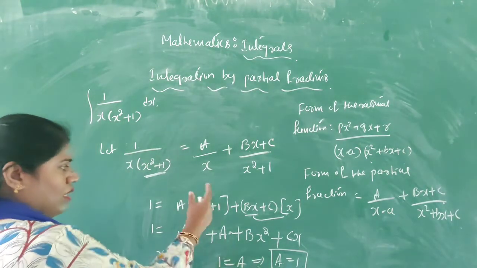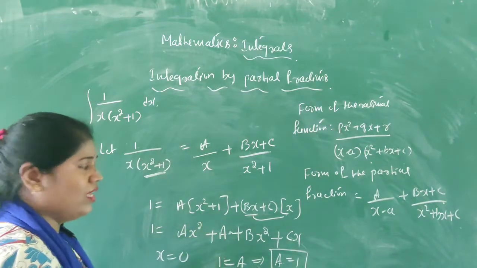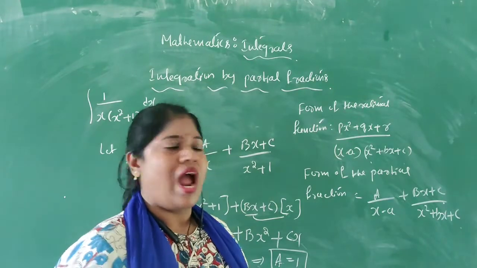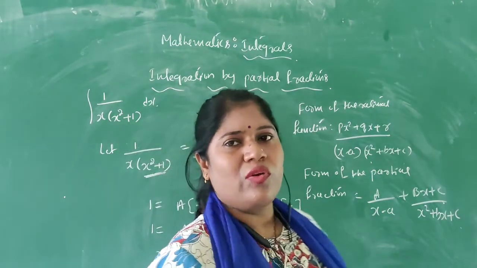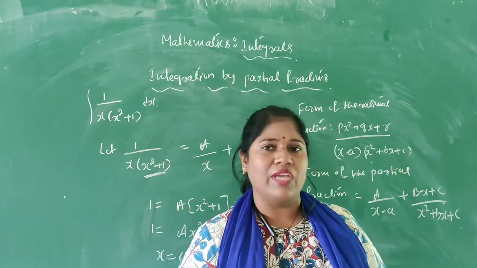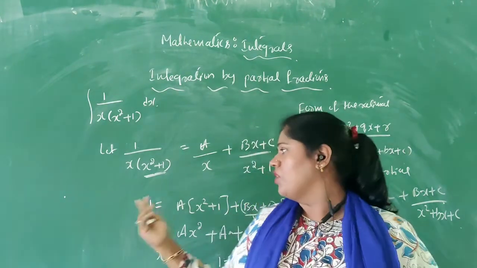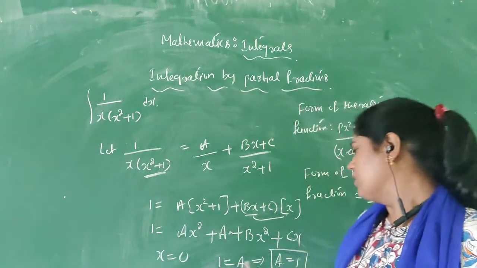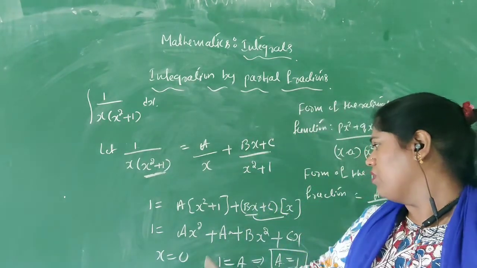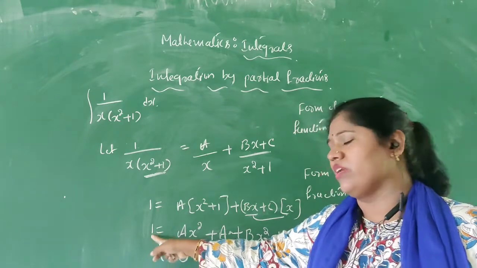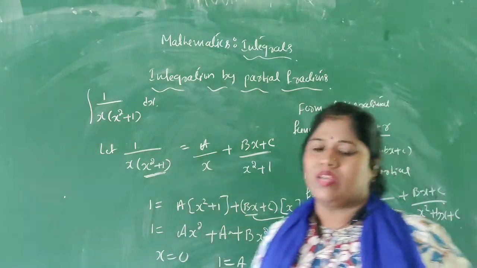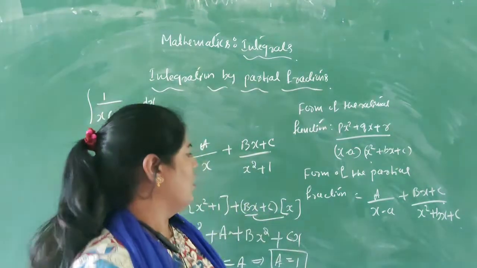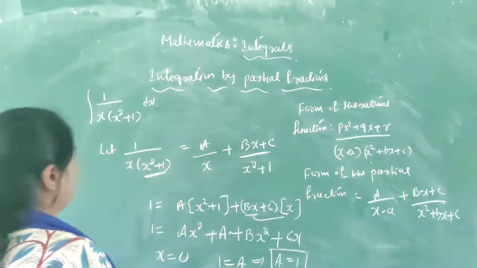So to get the value of B and C, we need to equate the coefficient of x square and x, okay? Otherwise, you can do it for the coefficient of x square, x and the constant terms also. If we equate the coefficient of the constant term, we will get A is equals to 1, because the constant here is 1. Otherwise, you can substitute x is equals to 0 also. So, we got A is equals to 1.